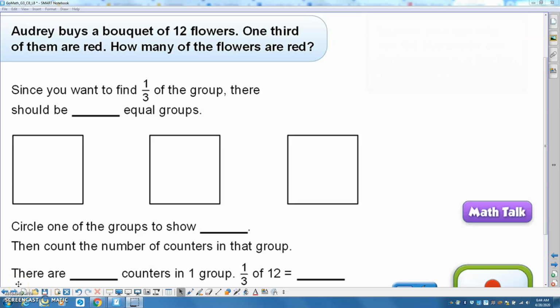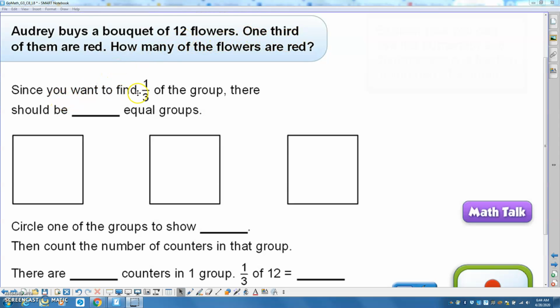Okay, today we're going to talk about showing a fraction of a group. So when we have a group, we want to know just a fraction of that group and how many are in that fraction. So let's take a look at this problem. Audrey buys a bouquet of 12 flowers. 1/3 of them are red. How many of the flowers are red? So we want to find 1/3 of 12.